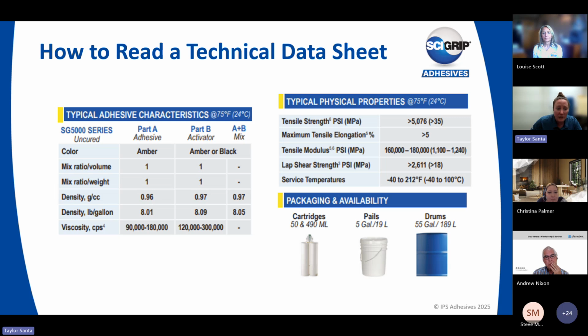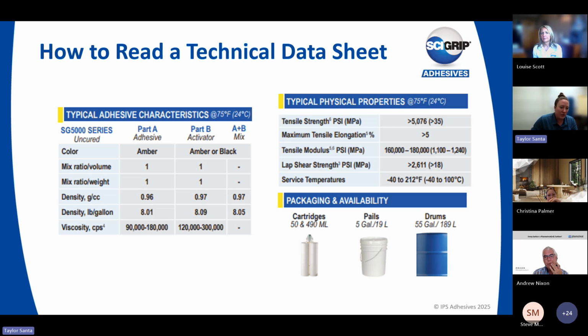Continuing on the first page, we jump into the deeper technical information about mix ratios, density, viscosity, tensile strength, elongation, lap shear strength, and service temperatures. These service temperatures are related to the temperature range the cured adhesive will remain at the same strength. So basically after the adhesive is cured, this product goes up to 212 degrees Fahrenheit where it's still the same strength. If it's going through a powder coat or a paint bake, those temperatures get much, much higher. So this product really wouldn't be a good product for a high heat situation.